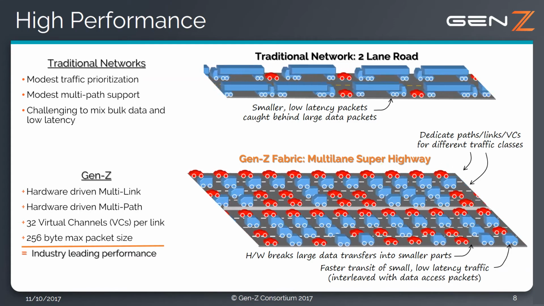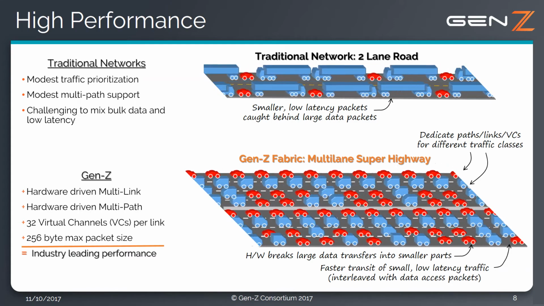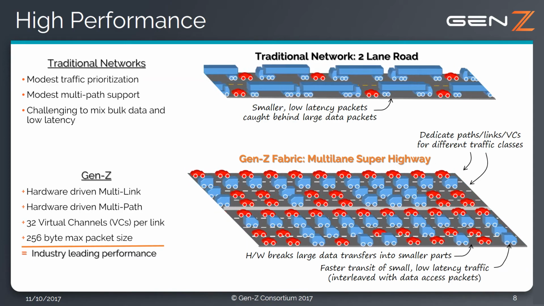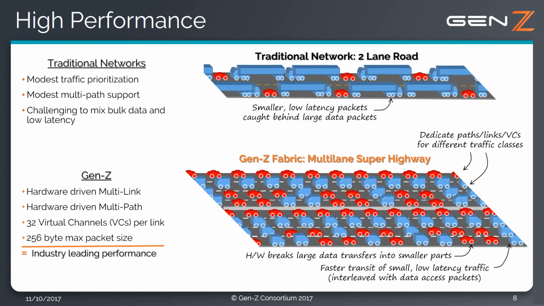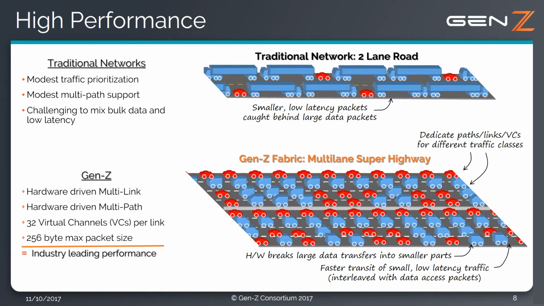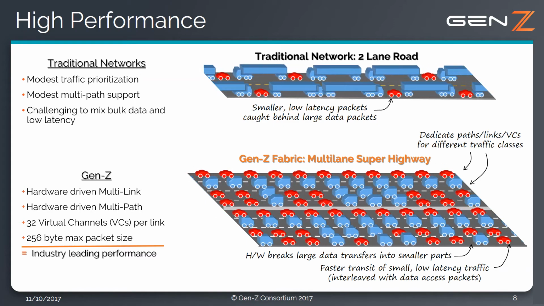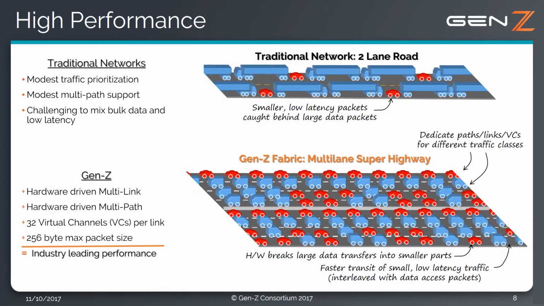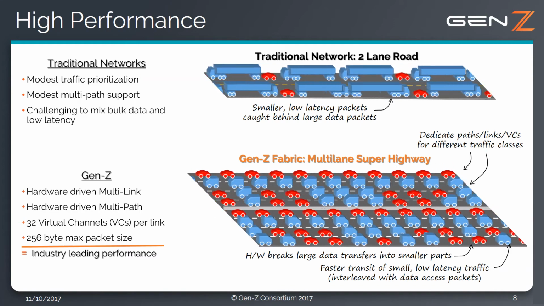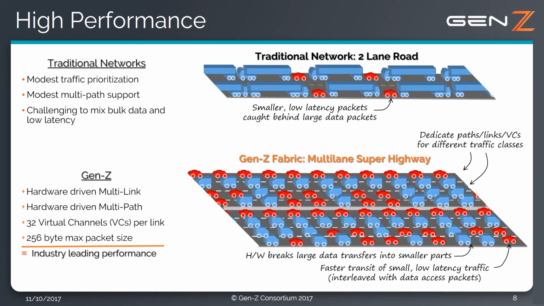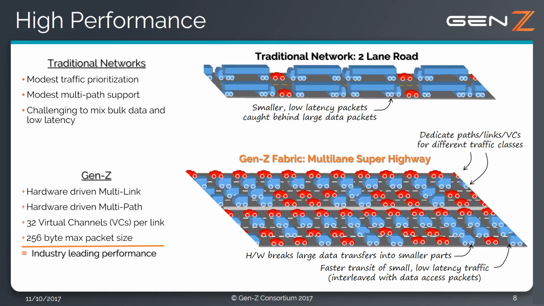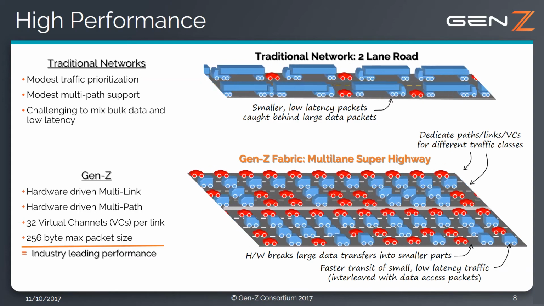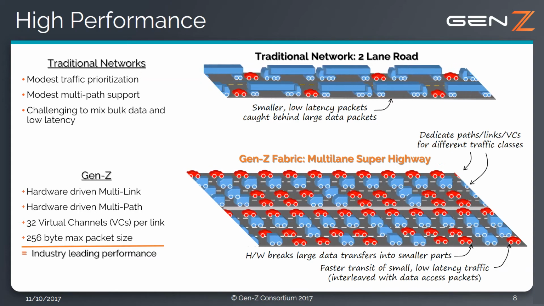The animated figure on the bottom illustrates the fact that fabric management can provision combinations of links, paths, and virtual channels for different classes of traffic. Each lane of traffic in the diagram actually equates to a combination of Gen Z links, paths, and virtual channels. You will notice that there are no 18-wheeler trucks anymore, as the Gen Z components segment and reassemble large data transfers into smaller 256-byte transfers.